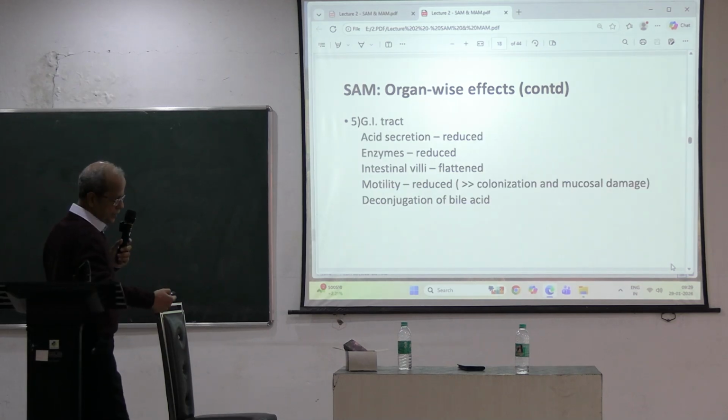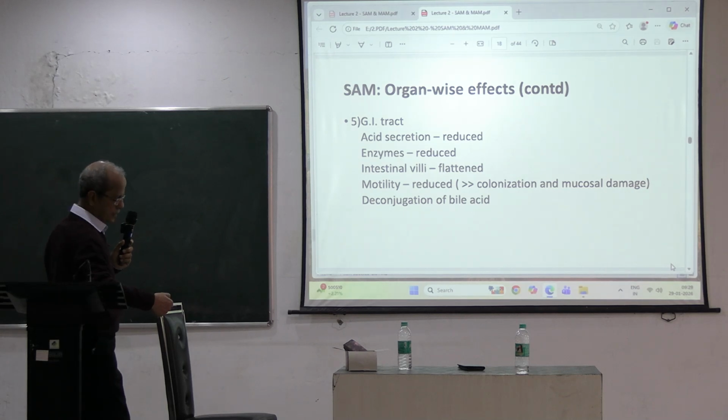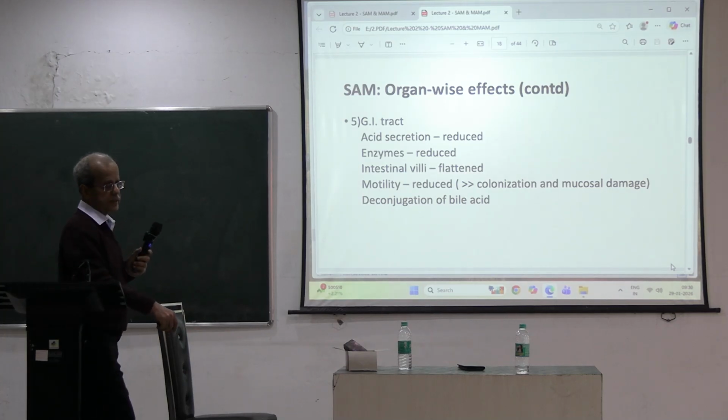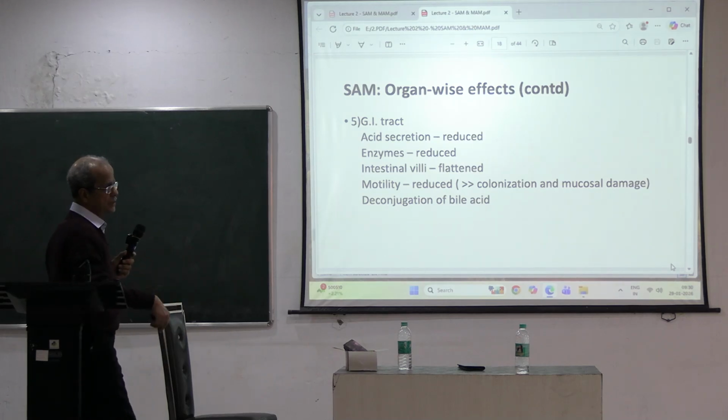Now, the GI tract: acid secretion is reduced, so digestive capacity is reduced, and acid is also important to combat microorganisms, which is reduced too. So there are frequent bouts of diarrhea. Enzymes are reduced, and intestinal villi are flattened. Intestinal villi make the absorptive surface of the intestine many times the normal, and that is reduced.